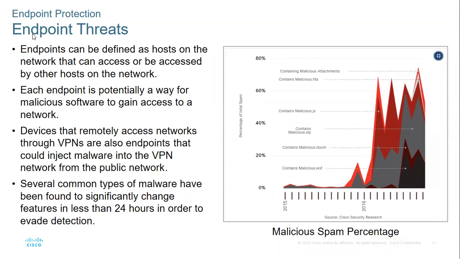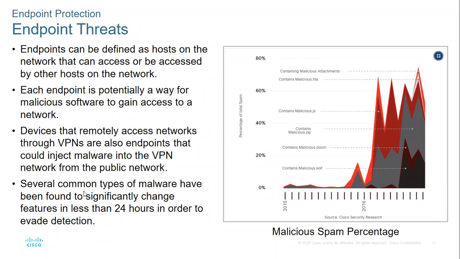Okay. So of course, endpoints can be defined as hosts on the network that can access or be accessed by other hosts on the network. These are laptops, PCs, IP phones, and servers. Most of the time, the targets in a network are endpoints. They are the targets of the attackers. Devices that remotely access networks, the VPNs, are also endpoints that could inject malware into the VPN network from the public network. The public network here is the internet.